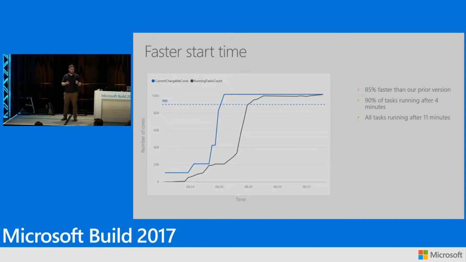This is a 1,000 task job. So we are able to get 90% of the VMs on in 4 minutes. I say we, Batch got the VMs on in 4 minutes. And then all of the tasks were running after 11 minutes, which is 85% quicker than our existing solution. So that's a big win for our customers. Now there's no emotional attachment to clicking the run button. They click run and it runs, which has been really well received.